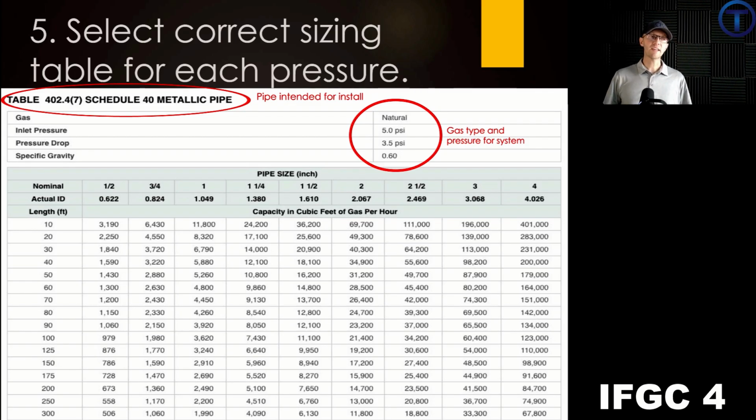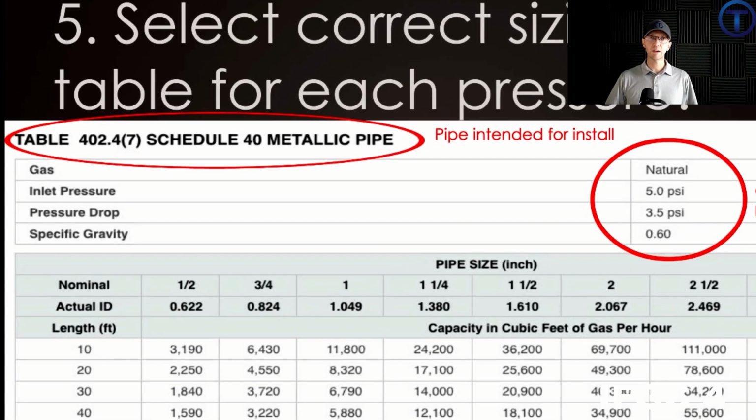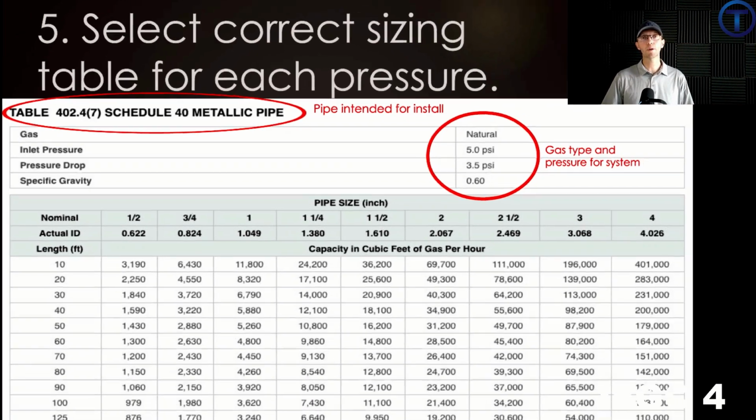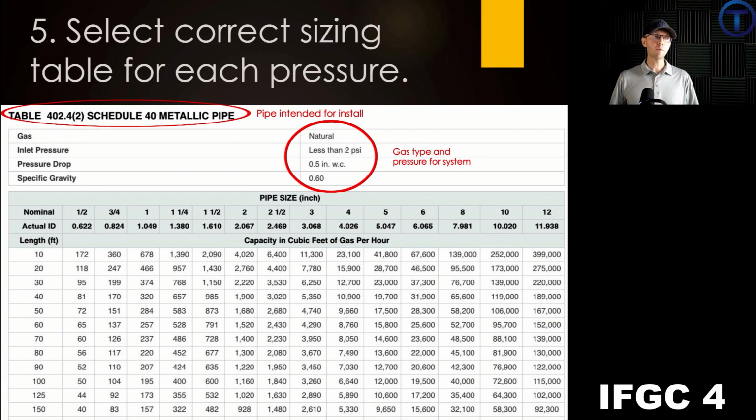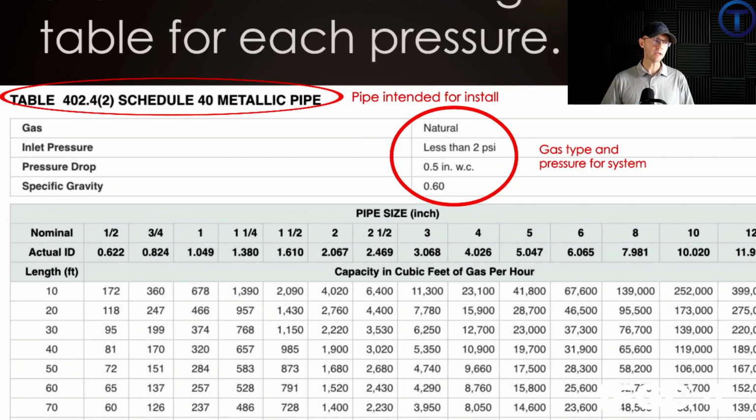So let's go select our sizing tables. Even though our system is steel pipe, we are dealing with different pressures. So we'll look on the table for Schedule 40 metallic pipe and then select our pressures. Here we have on table 402.47 a system that is natural gas, 5 psi, 0.60 specific gravity. So this is the table we're going to use for the higher pressure section. Then we'll use table 402.42, which is natural gas, less than 2 psi, and 0.60 specific gravity. This is what we'll use downstream of those regulators going to the units.